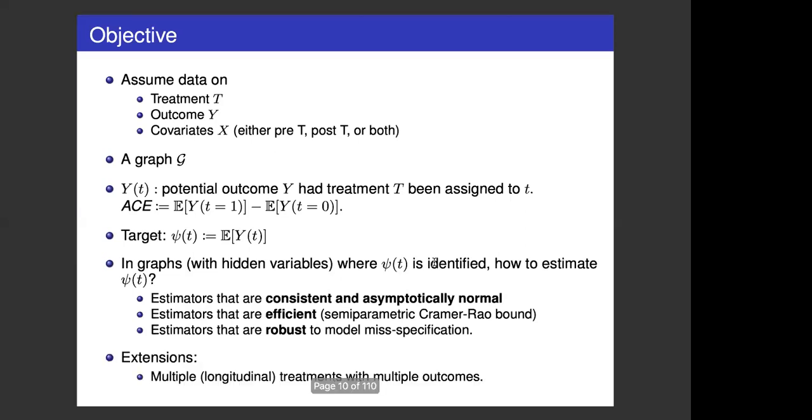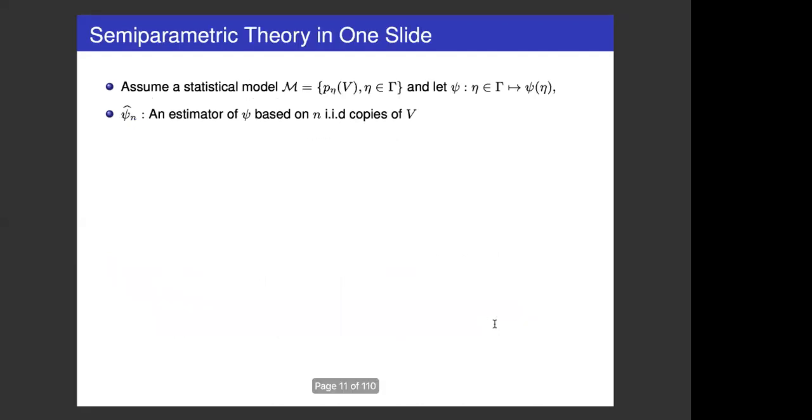Here we focus on the effect of a single treatment on a single outcome, but we are thinking of extending it to longitudinal settings with possibly multiple outcomes. An appealing class of estimators that satisfy these properties are semi-parametric RAL estimators. So let me quickly tell you about that.